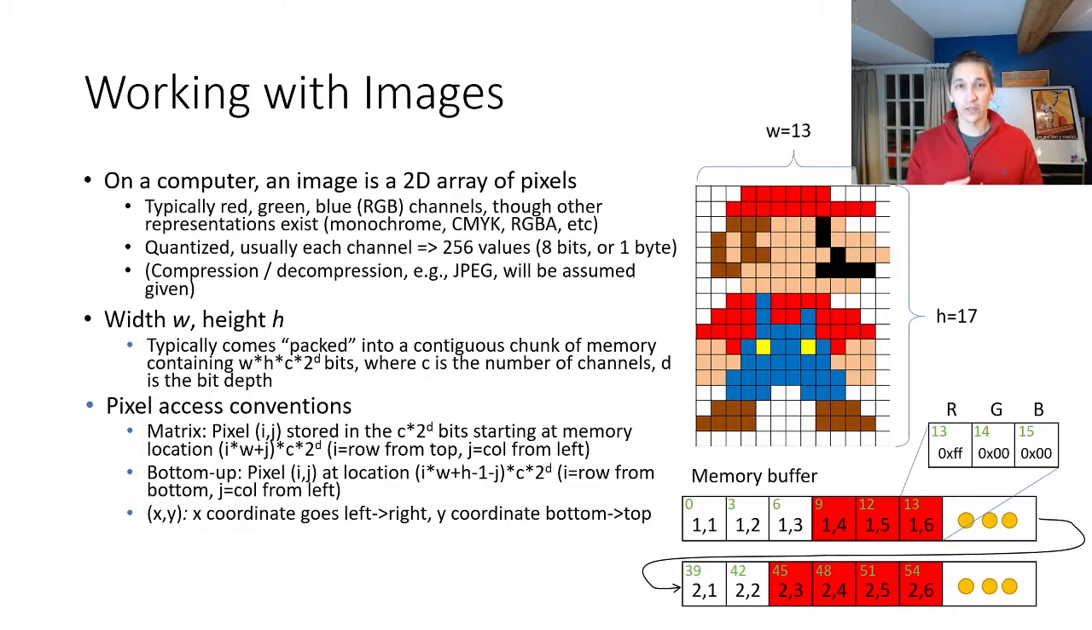You should also note that sometimes there are different pixel access conventions. For example, certain conventions use a bottom-up representation, where the row actually goes from the bottom to the top. There's also the XY convention, where the first entry goes left to right and the second entry goes bottom to top.